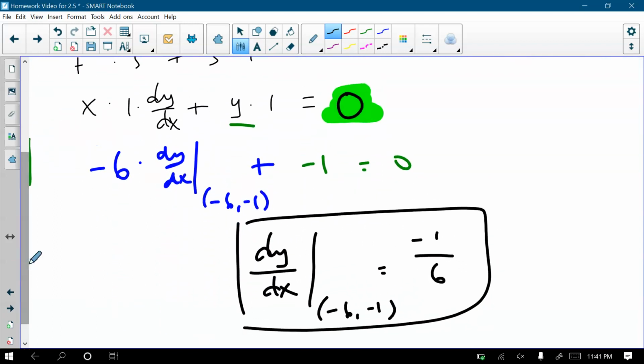Again, another option here is if you were to just solve for dy dx, that would have been fine. I'll just show you that because that's probably what some of you did, and I don't want you confused.